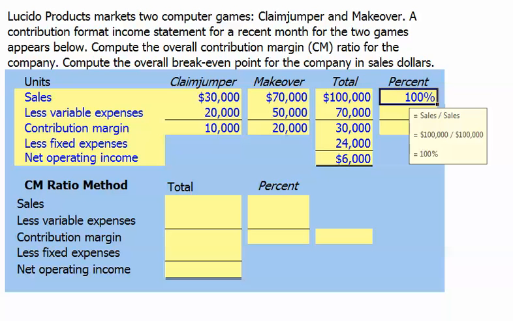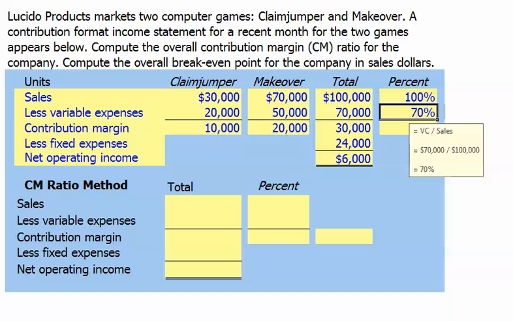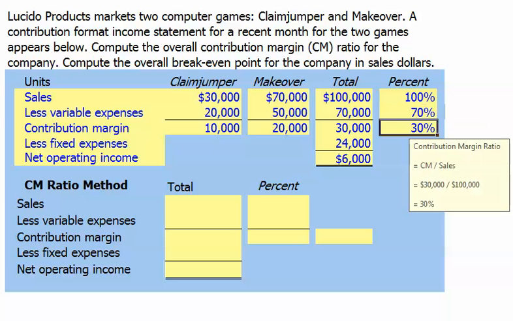Our sales as a percentage of sales are 100%. Our variable expenses as a percentage of sales are 70%, which is simply the $70,000 in total variable expenses divided by our $100,000 in total sales, which means our contribution margin ratio is 30%. And we can calculate this by subtracting the 70% from the 100%, or dividing our $30,000 total contribution margin divided by our total sales of $100,000.